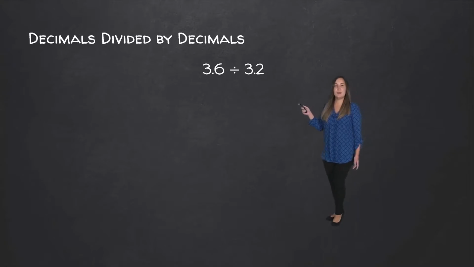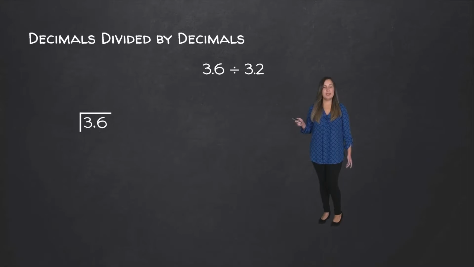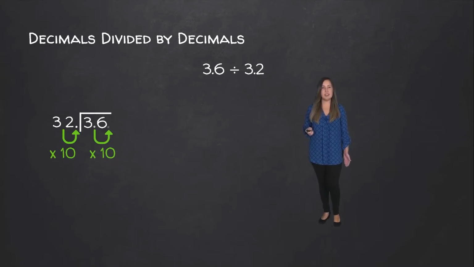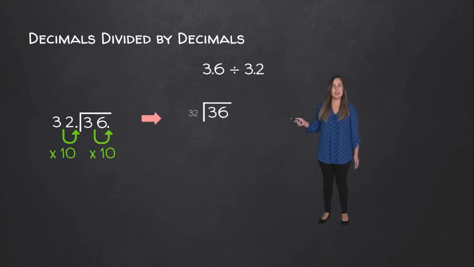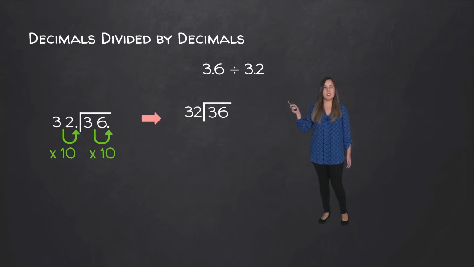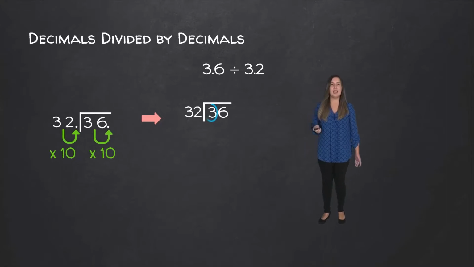Now let's do 3 and 6/10 divided by 3 and 2/10. 3 and 6/10 goes on the inside because that's our dividend, and 3 and 2/10 goes on the outside because that's our divisor. Then we multiply our divisor by a power of 10 to make that a whole number. In this case, we would multiply it by 10. And then we do the same thing to our dividend. So we know that 36 divided by 32 would give us the same answer as 3 and 6/10 divided by 3 and 2/10. And so we divide normally.